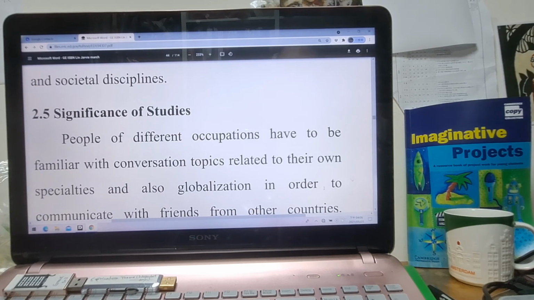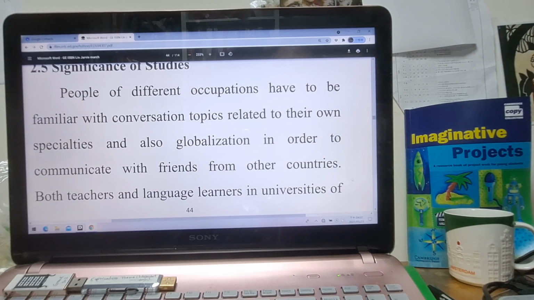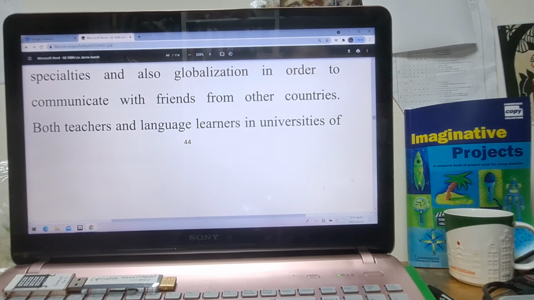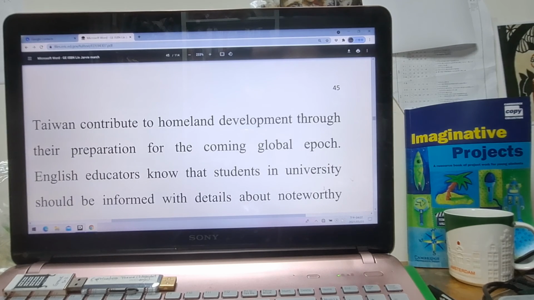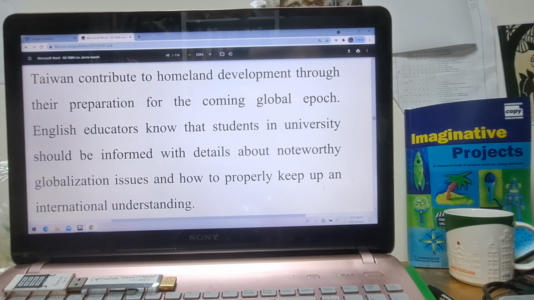About the significance of this study, people of different occupations have to be familiar with conversation topics related to their own specialties and also globalization in order to communicate with friends from other countries. Both teachers and language learners in universities of Taiwan contribute to homeland development through their preparation for the coming global epoch. English educators know that students in university should be informed with details about noteworthy globalization issues and how to properly keep up an international understanding.